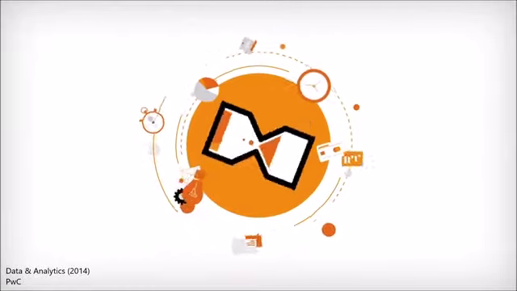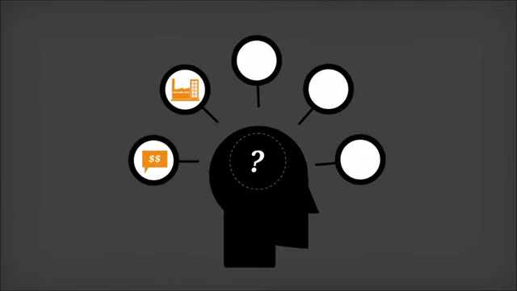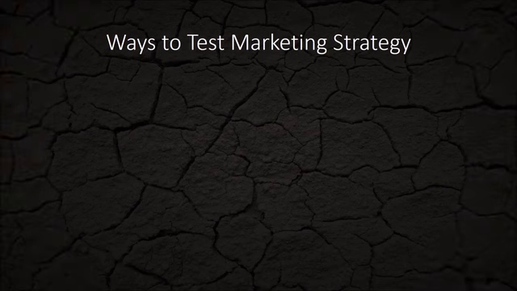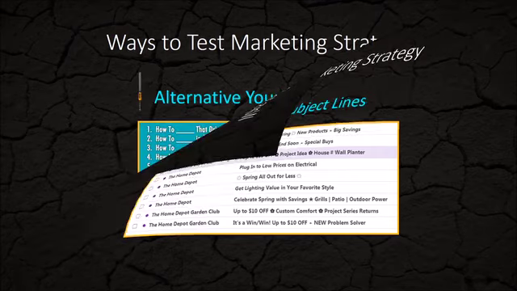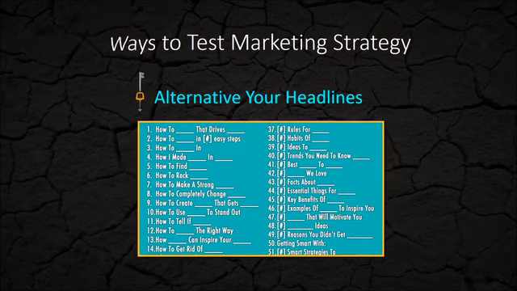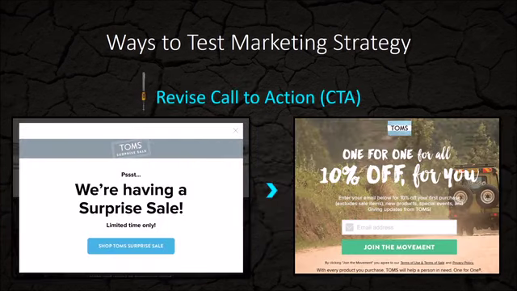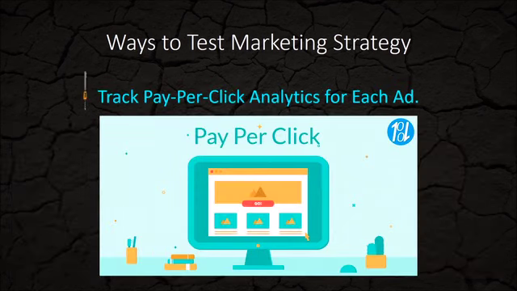While you may be inclined to think that one strategy may work better than another, I found that it's best to try as many channels as is practical. Many factors go into the buying process, and the results are often enlightening and unexpected. I recommend doing some A/B testing so that you can alter your marketing strategy to continually produce the best results. Here are some ways for you to test. Try different subject lines. Alternate your headlines. Change the content. Revise your call to action. Track your pay-per-click analytics for each ad.